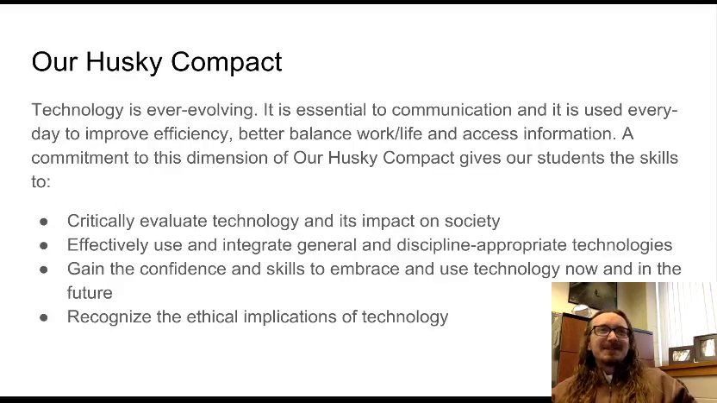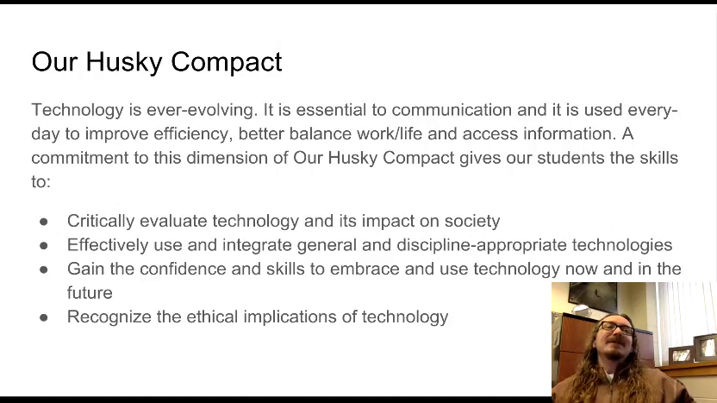Technology is ever evolving. It is essential to communication, and it is used every day to improve efficiency, better balance work life, and access information. And so that piece to me sounds very much like, I guess what you'd call that uncritical view, but it goes on.